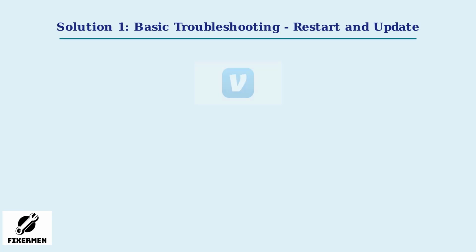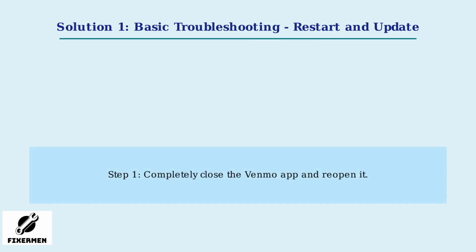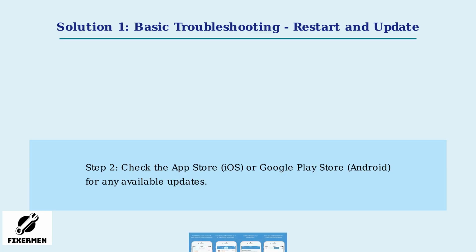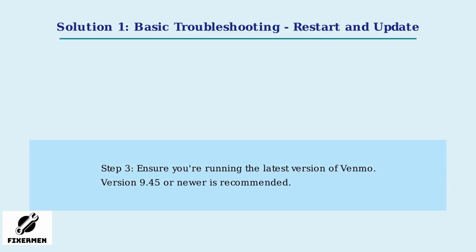Start with the simplest solutions for resolving Venmo Error 403. Step 1. Completely close the Venmo app and reopen it. This refreshes the app's connection. Step 2. Check the App Store for iOS or Google Play Store for Android for any available updates. Step 3. Ensure you're running the latest version of Venmo. Version 9.45 or newer is recommended for the best compatibility.